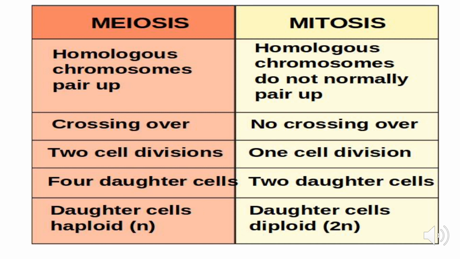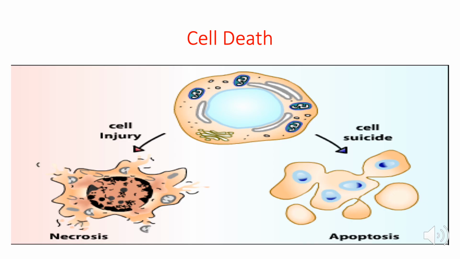There are 4 daughter cells produced in meiosis, and each of the daughter cells only has what? 23 chromosomes. So you have 4 haploid daughter cells, while you only have 2 daughter cells in mitosis, and each of them are diploid. There are 2 types of cell death. We have necrosis and we have apoptosis, and we will discuss them one by one.